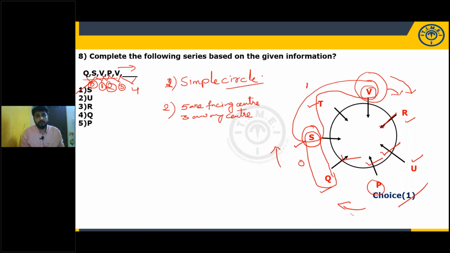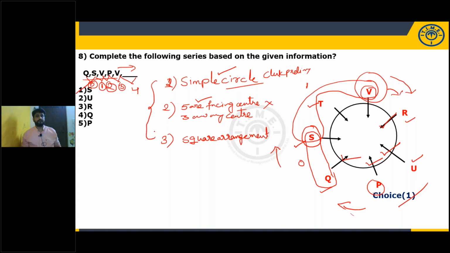Simple circle will be always given in clerical prelims, clerk prelims. Even don't expect this in the clerical prelims. Okay, but in PO prelims, they may give simple circle or they may give this model. And the one more is square arrangement they will give you. So one of these 3 models will be given from the area of closed figures, circular arrangement. Simple circle, some facing center, some facing away from center. Even they will mention you number also to make it easy. And square arrangement.